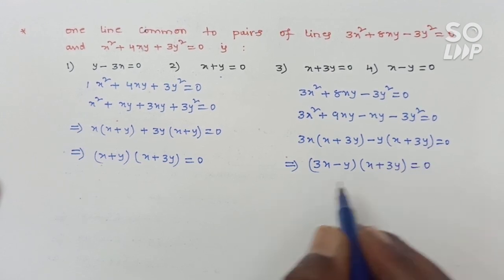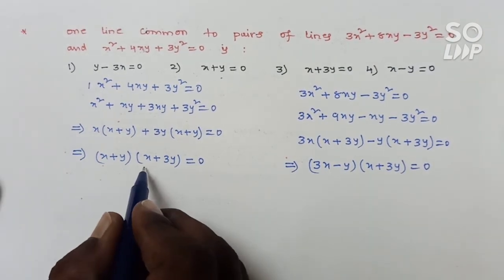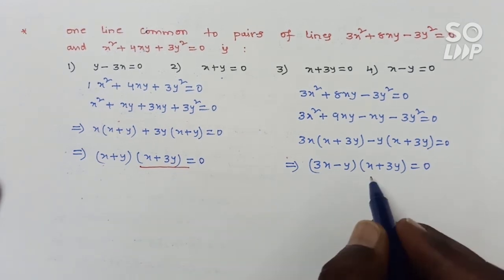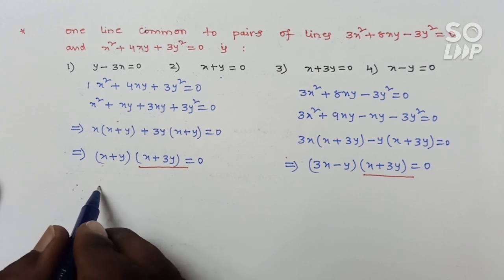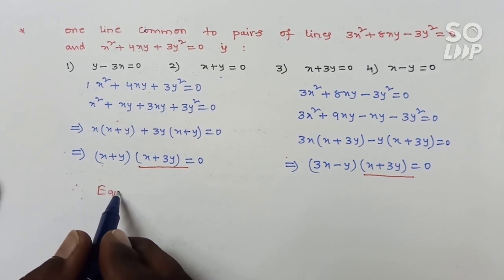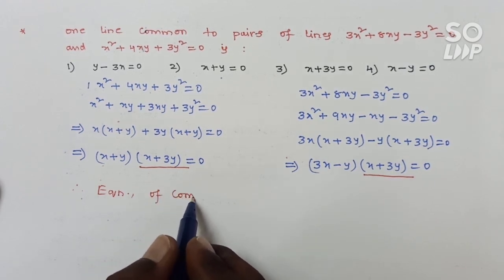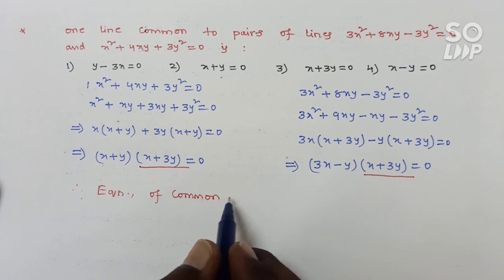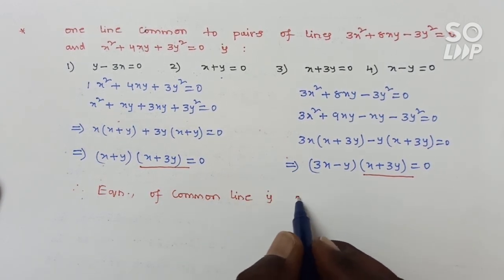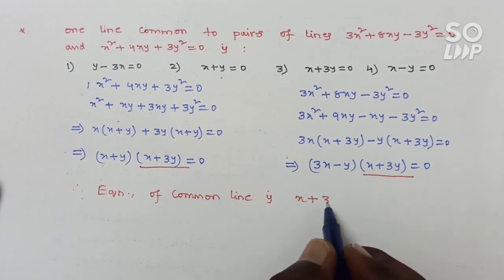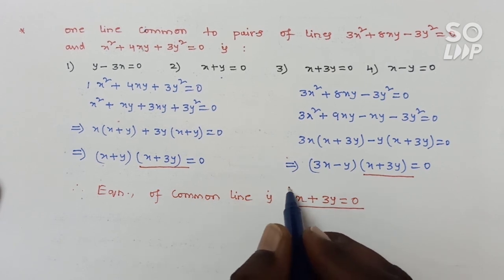See, from both equations, what is the common line? Here is x plus 3y and here also x plus 3y. Therefore, the equation of the common line is x plus 3y is equal to 0. This is the common line.